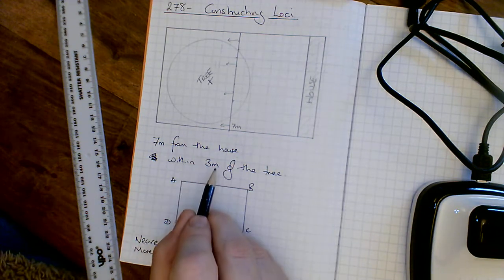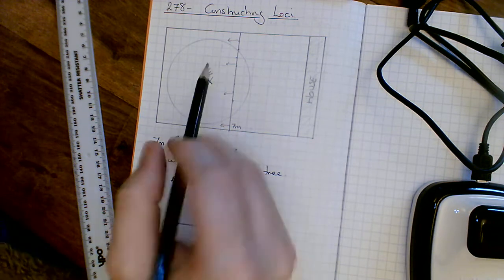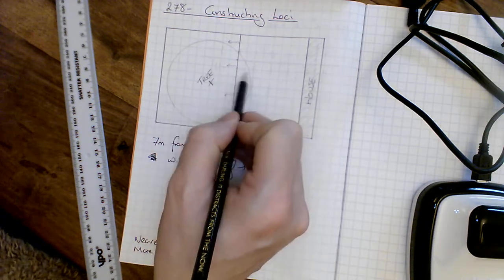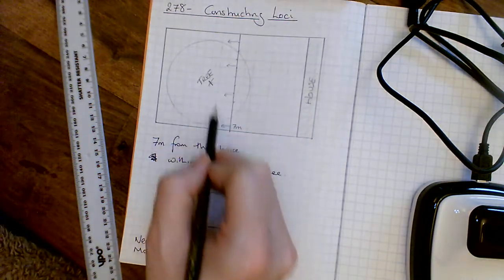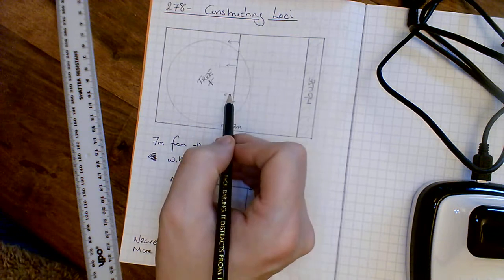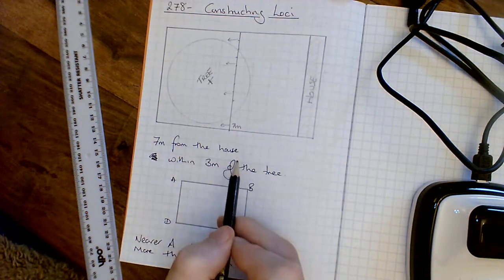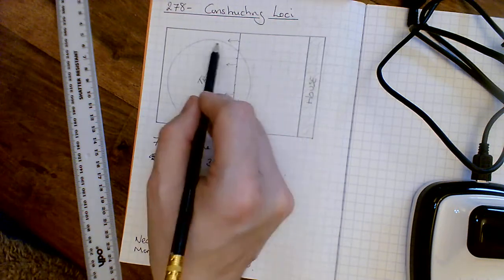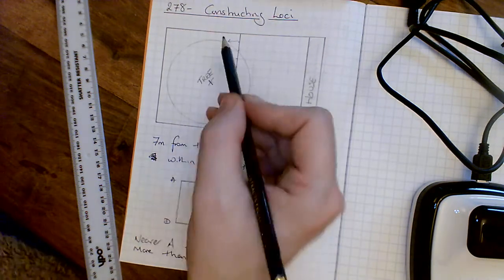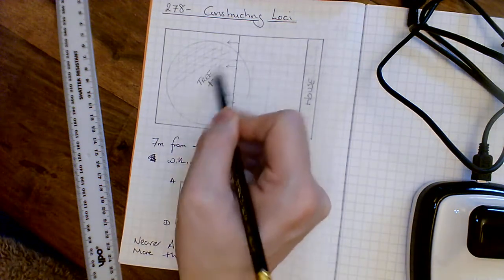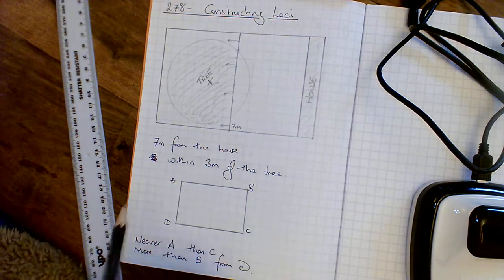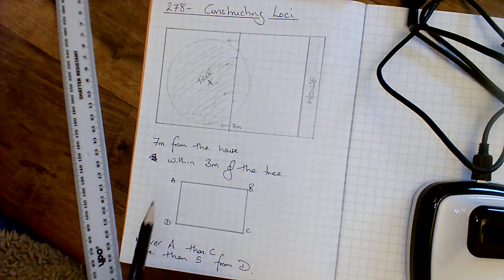The next one said within 3 meters of the tree. So there's the tree, and this circle is a circle which is 3 meters away. From here to here is 3 meters, and it just draws a circle around the tree of radius 3 meters. Because I said within 3 meters, that means I've got to be inside this circle. But importantly, you've got to remember, you've got to be 7 meters from the house as well. So that means I could be anywhere in this region that fits both of those descriptions. Okay, so that's all that one is.